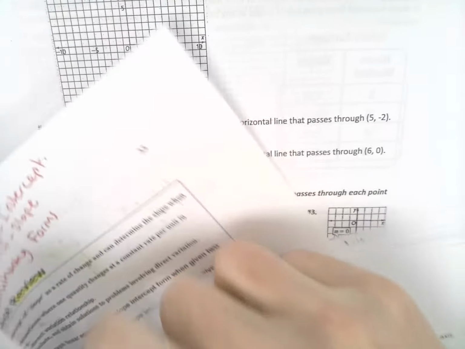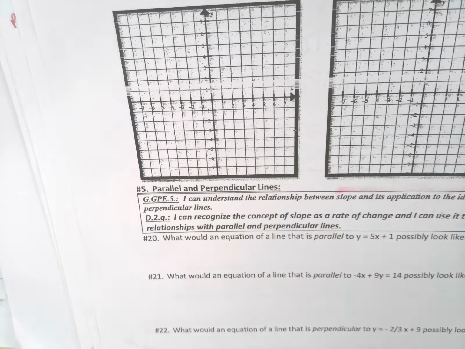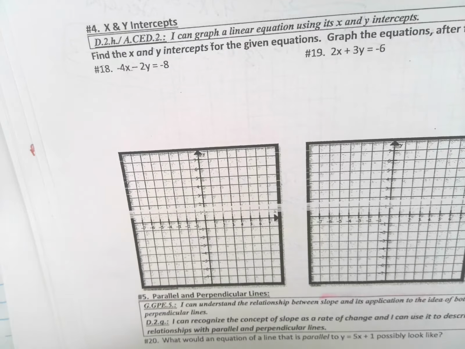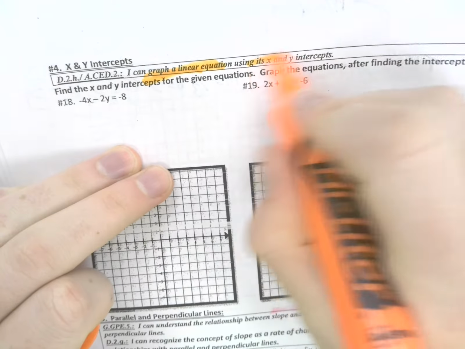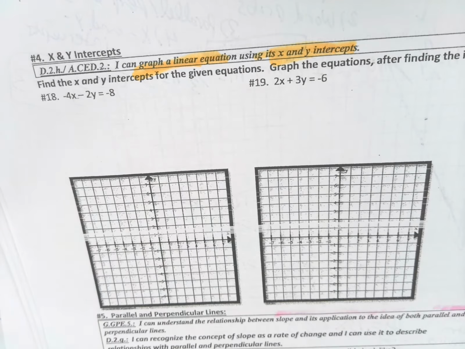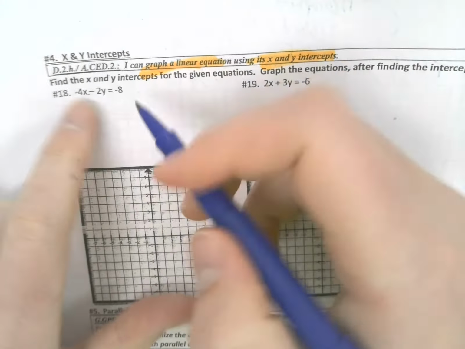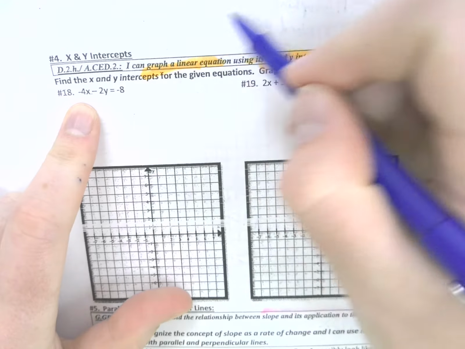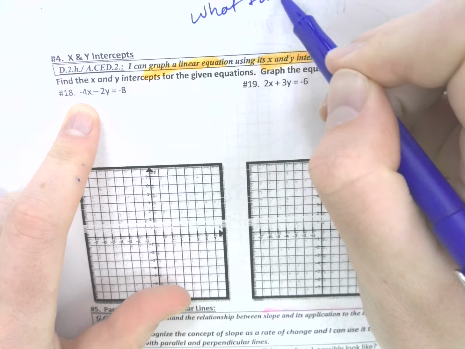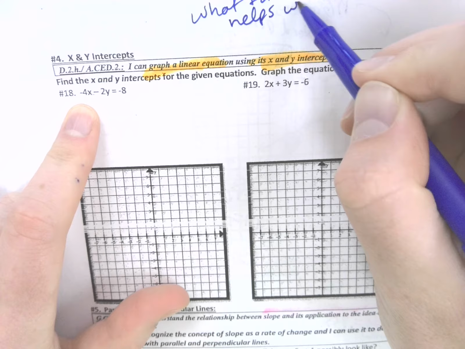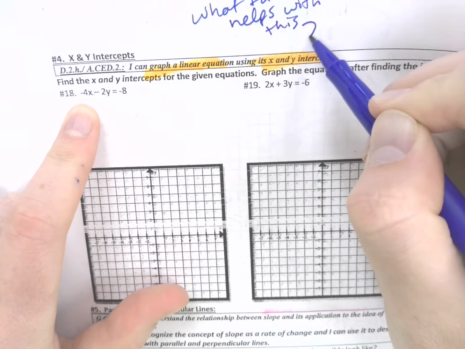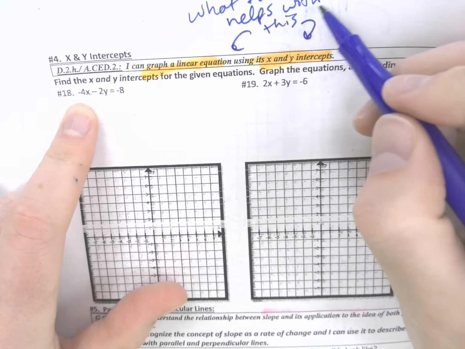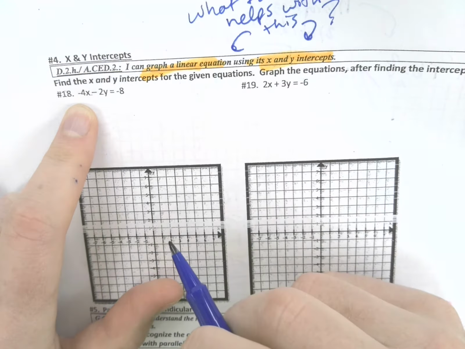Now, on to almost the last page here. We've talked about graphing. We've talked about going between the forms. We've talked about word problems. Now, let's talk about being able to graph by finding x and y intercepts. Now, I don't know if you recognize this. What form helps with finding x and y intercepts?